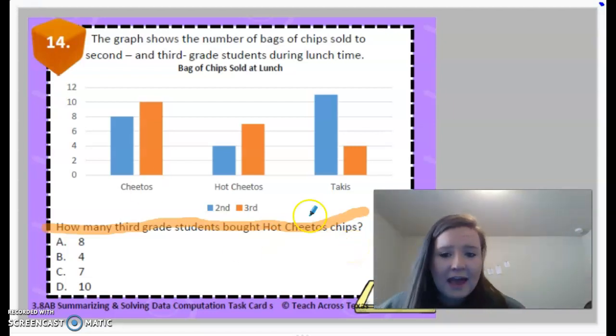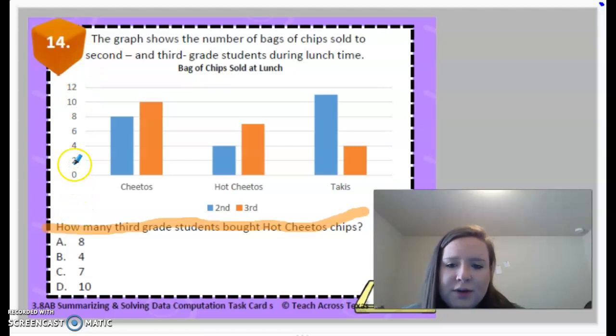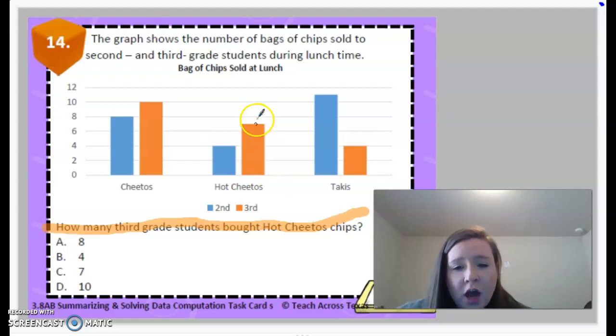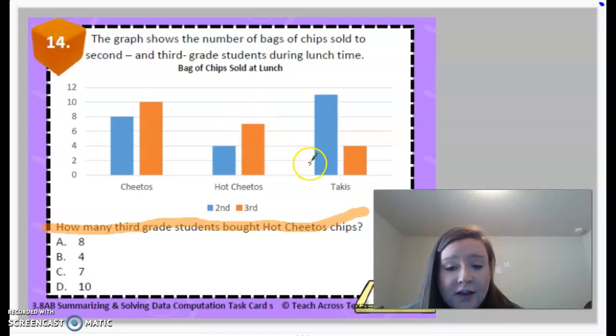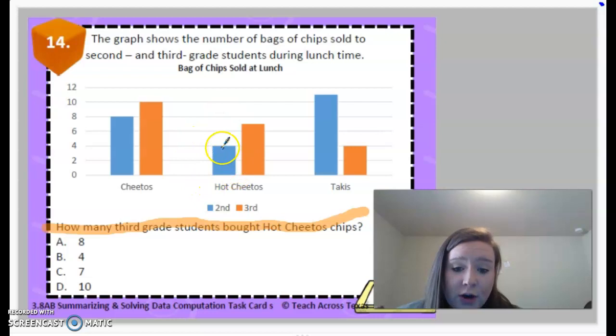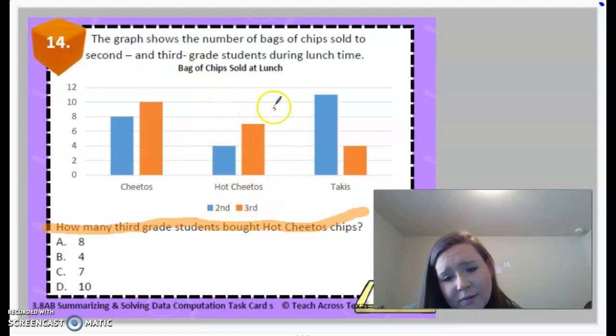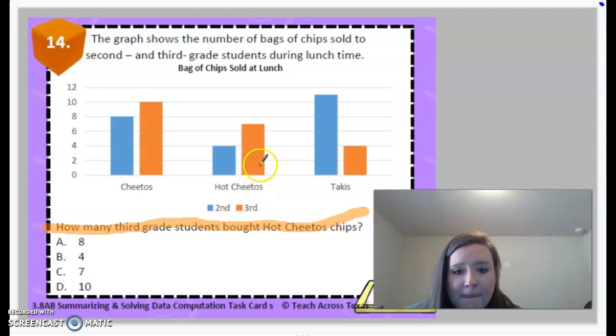That's it, okay? Now I'm going to look at my graph and I see that it's going 0, 2, 4, 6, 8, 10, 12. Perfect. It's counting by twos. Hot Cheetos. Oh no. Hot Cheetos don't land perfectly on the line. So the Hot Cheetos, the blue is second grade and the orange is third grade. So I'm going to look at Hot Cheetos and I'm going to be looking at the orange one because that represents the third grade students. But the Hot Cheetos, they don't land perfectly on the line. So down here is 6 and up here is 8. Hot Cheetos is in the middle.